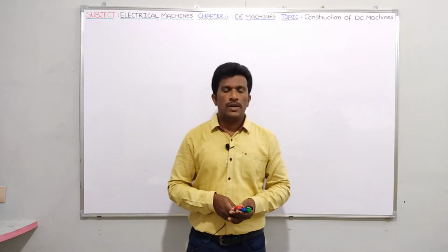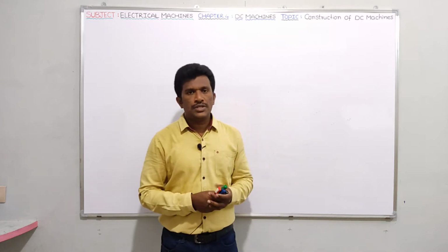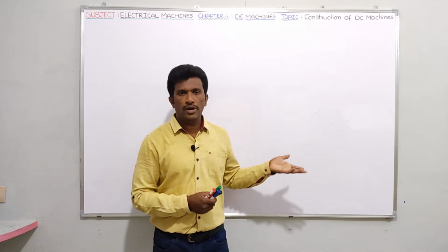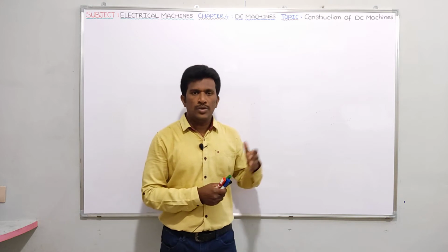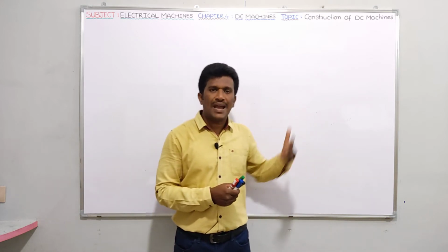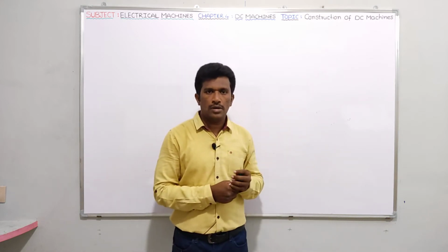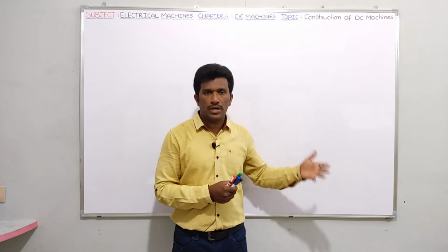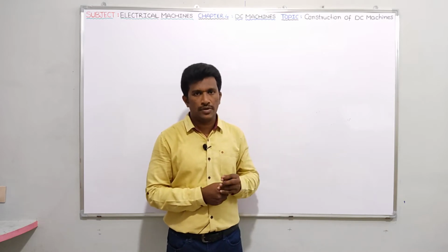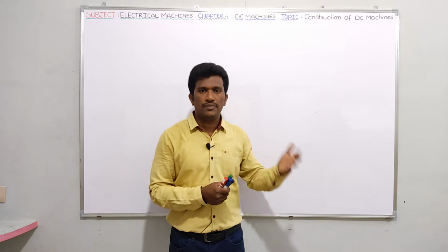Hi friends, welcome back to new session. In the last session we discussed field winding, which is a part of the field magnet, and armature core, and we explained about commutator also in the construction of DC machine. So what was the conclusion in the previous session?